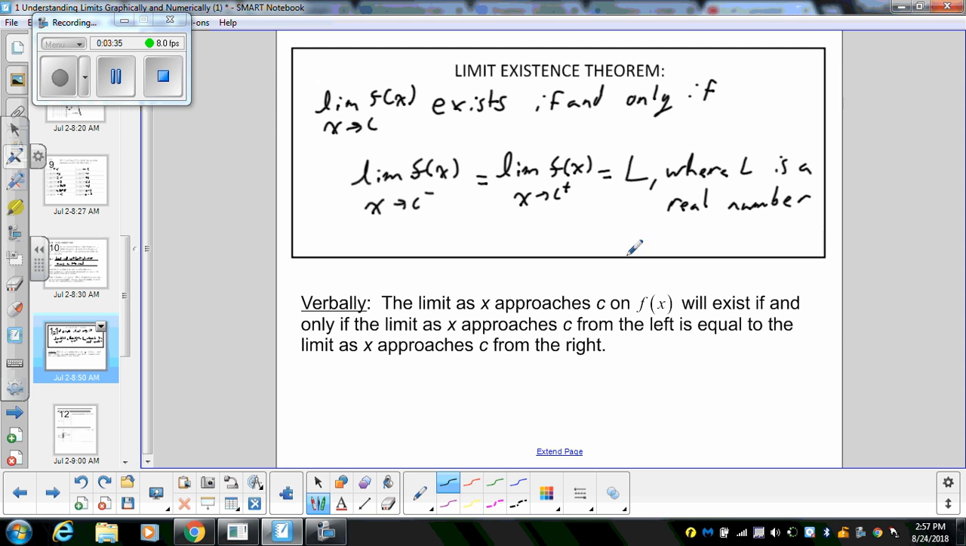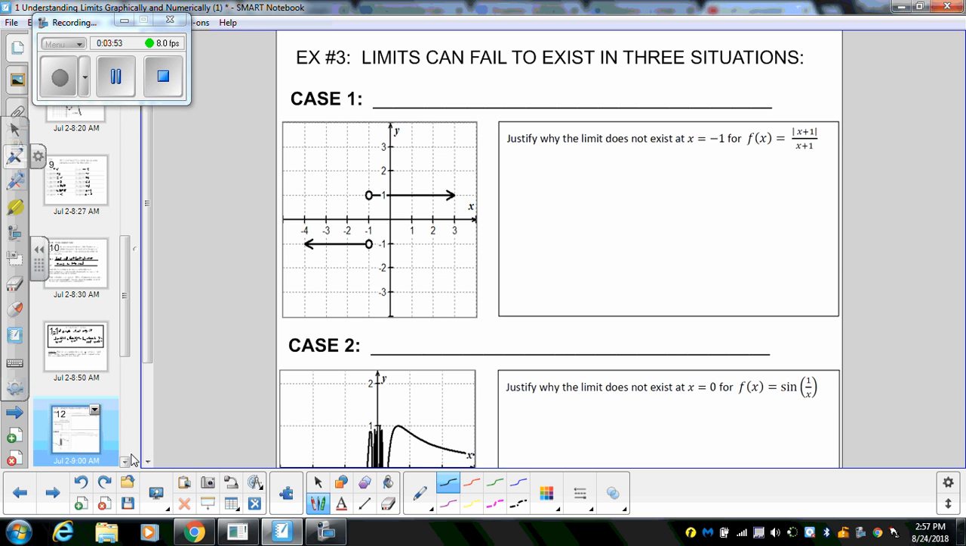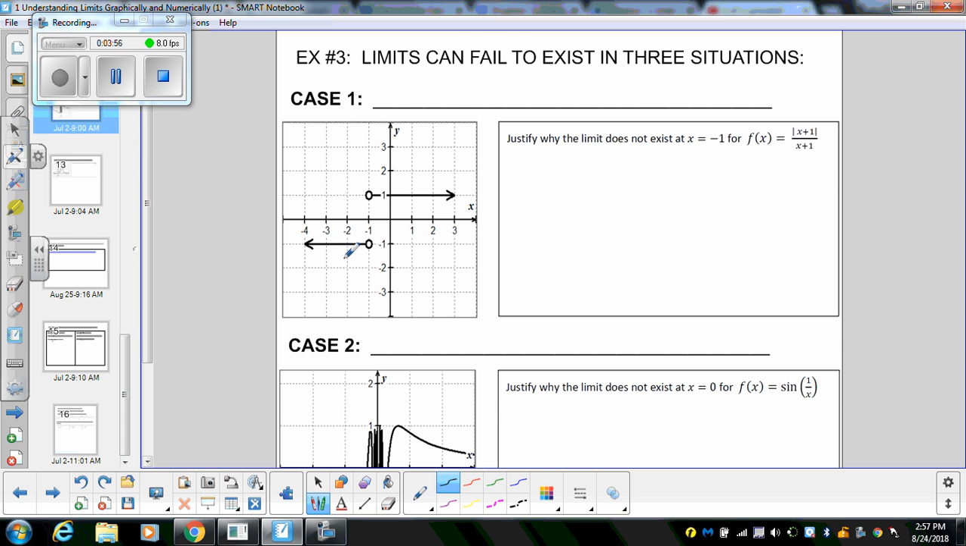Okay? So verbally, this just again says the limit as x approaches c of f of x will exist if and only if the limit as x approaches c from the left is equal to the limit as x approaches c from the right. All right, so let's move on to the next example. Limits can fail to exist in 3 situations. In case 1, we see the limit of f of x as x approaches negative 1. So justify why the limit does not exist at x equals negative 1 for f of x equals x plus 1 over x plus 1.